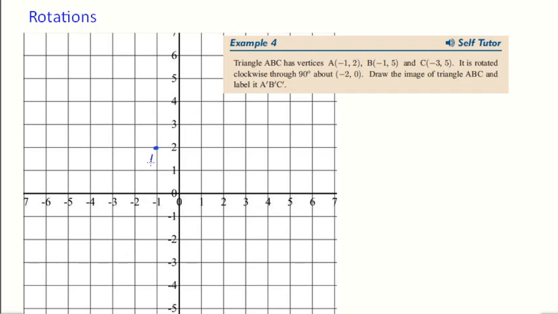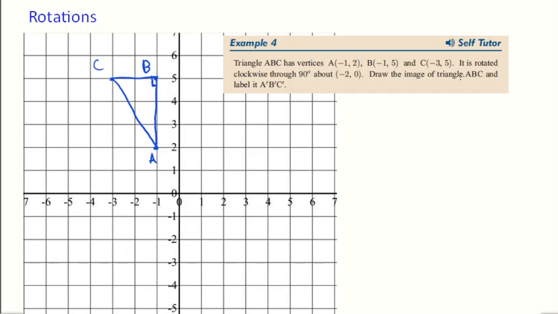So this is A. Now B, negative 1 and 5. And C, negative 3 and 5. So this is our triangle ABC. It's a right triangle. Right, and there we go, we have to find it.